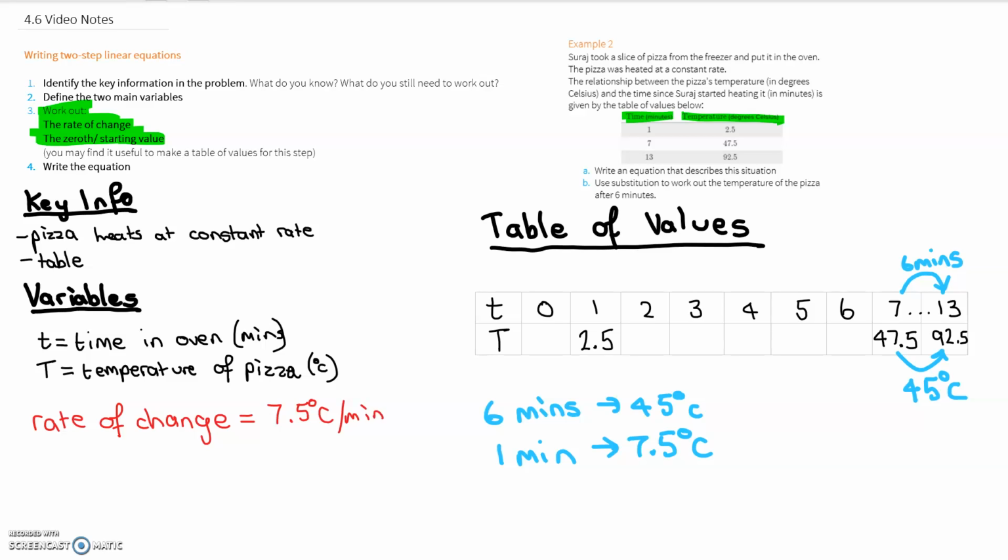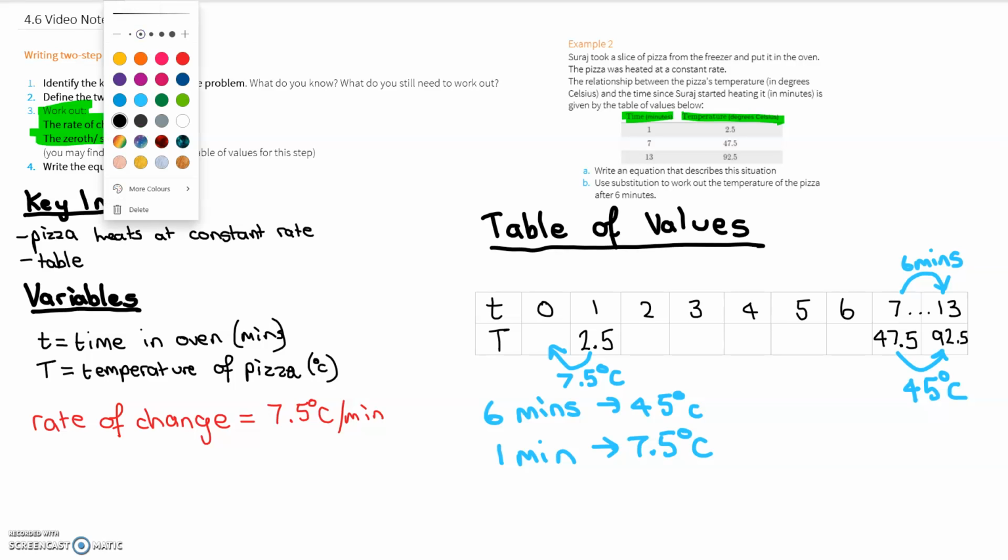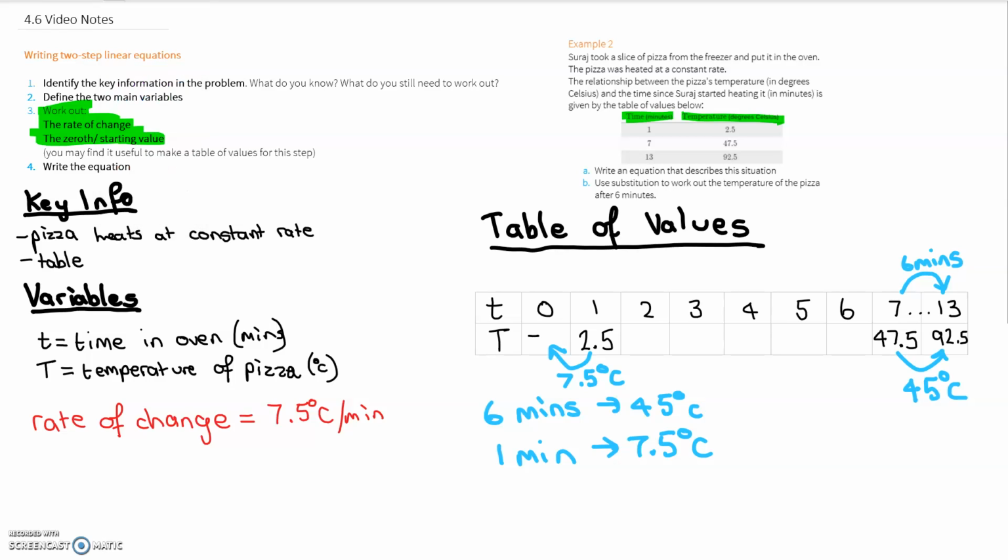And now we need to find our starting value. So I don't actually need to fill out any of this part of the table. I could if I wanted to, but really all I care about is finding this zeroth value. So I'm actually going to work backwards from 2.5 and go back by 7.5 degrees. And that means that the starting temperature of the pizza was -5, which makes sense because that's about how cold a freezer is. So our starting value is -5 degrees. Now we can write our equation.